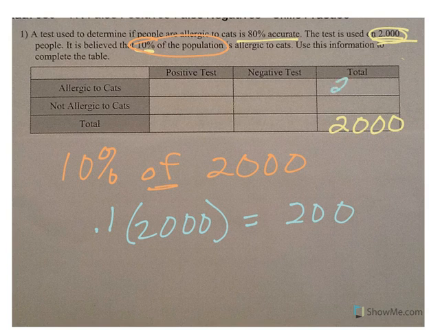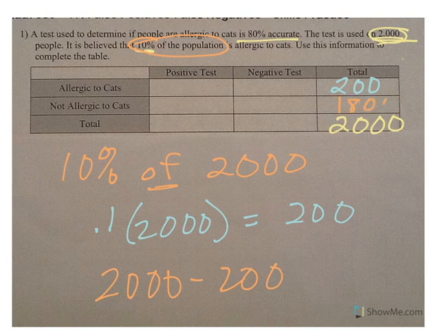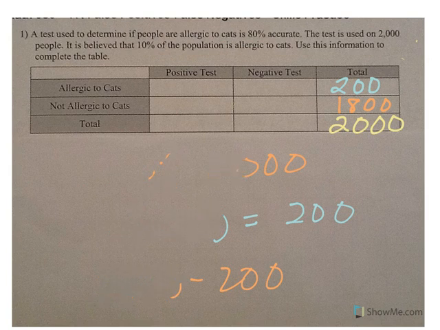Well, allergic is on top. So to find my other number here, I take my total, subtract the 200 that are allergic, and that gives me 1,800 that are not allergic. Okay, so that's how we got our totals. So let me get rid of all of this now so I can find the middle.